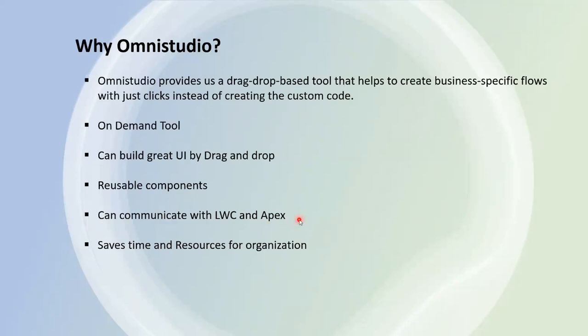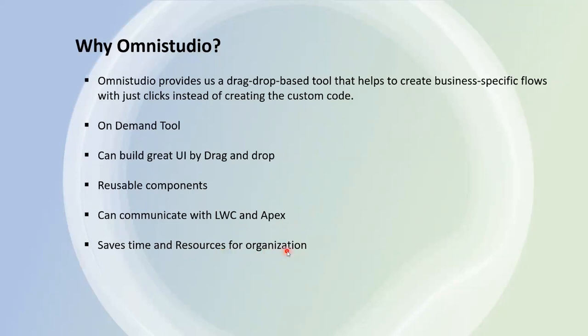Let's say I have built a screen where I want to show an LWC component. That I can do, and I can call an Apex class by using OmniStudio components. Let's say in our case there is something called remote action. By using that, I can call the Apex class, and by that I get that data. So it can communicate with LWC and Apex, vice versa also. Two-way it will be possible. This is also a main advantage why industry is using OmniStudio. Saves time and resources for the organization.